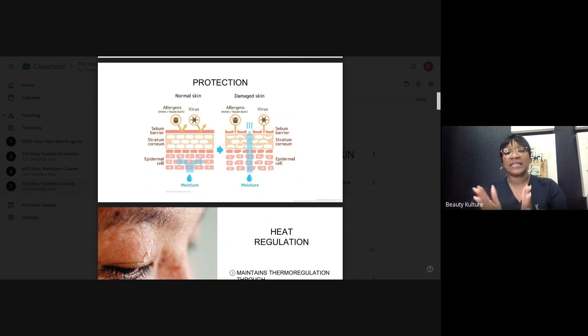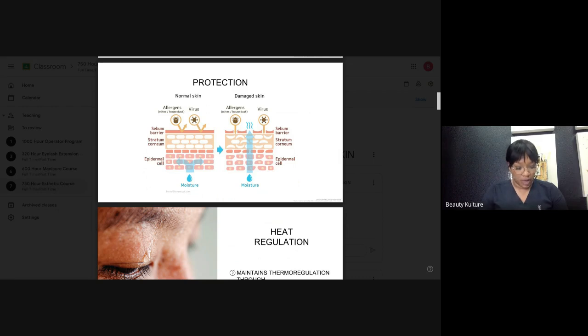On the right side, we can see damaged skin and what happens with damaged skin. As you can clearly see, the moisture is not trapped in the epidermal cells. It is escaping or evaporating through the stratum corneum and through the sebum barrier. And what's able to penetrate are things like allergens, viruses, and other things that will compromise the health of our skin. So that's as much as I think I need to say about protection and barrier function. If you have questions the next time that you're in class, please run that by us if we need to break that down for you a little bit more.